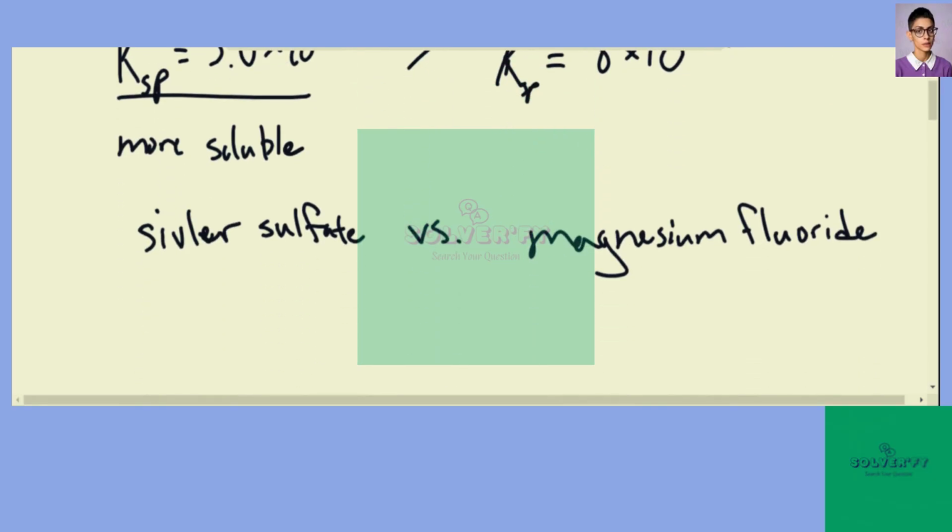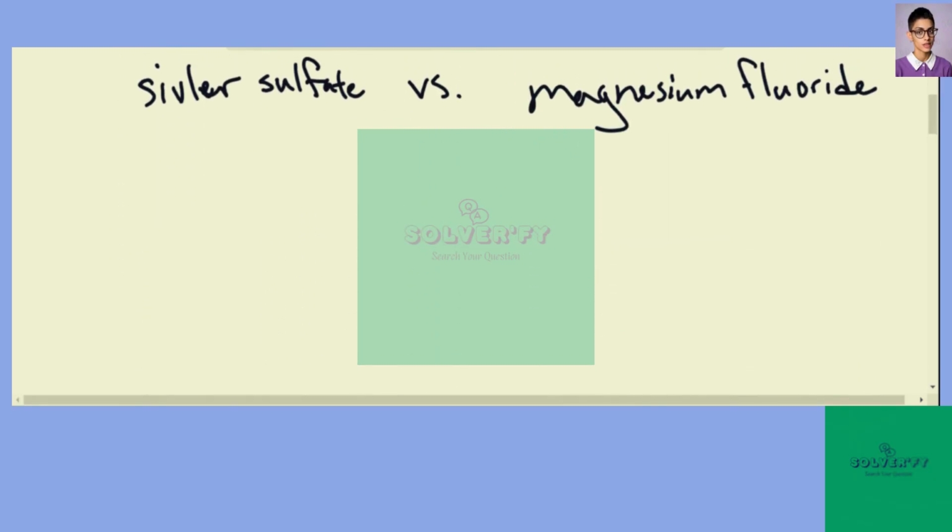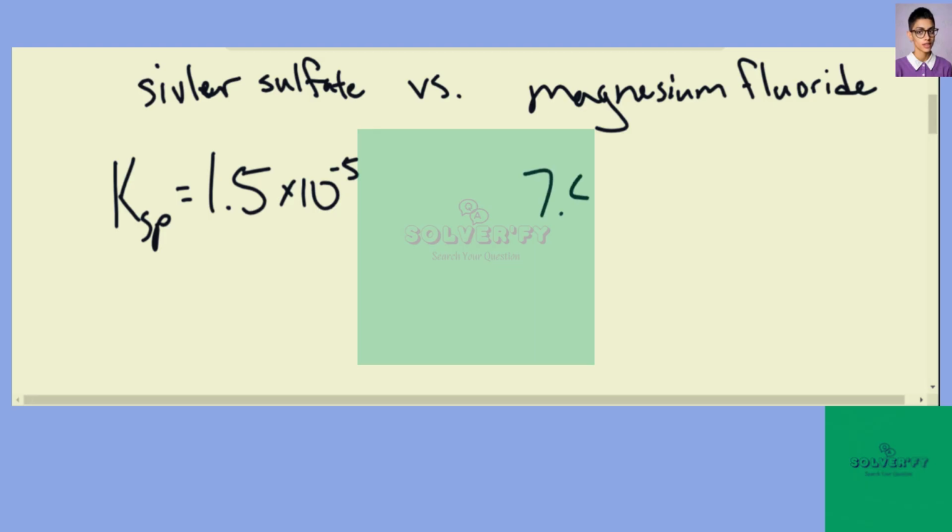Now let's take a look at part C, silver sulfate versus magnesium fluoride. The KSP value for silver sulfate is 1.5 times 10 to the negative 5th. And for magnesium fluoride, it is 7.4 times 10 to the negative 9th. So that means that this one is greater because it's to the negative 5th. So that's a bigger number. So it is more soluble.